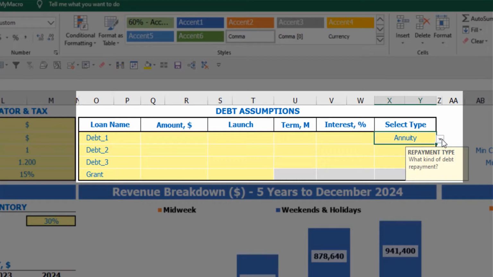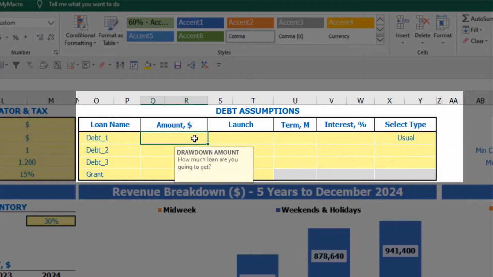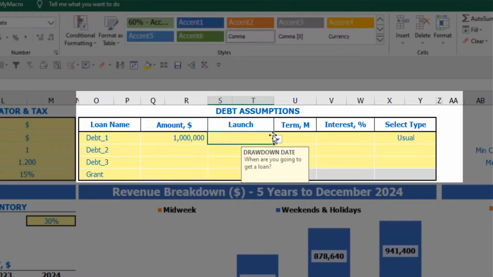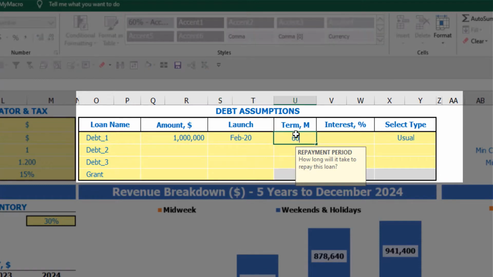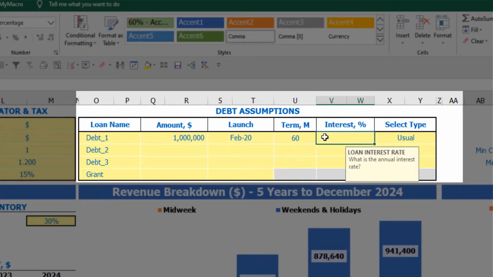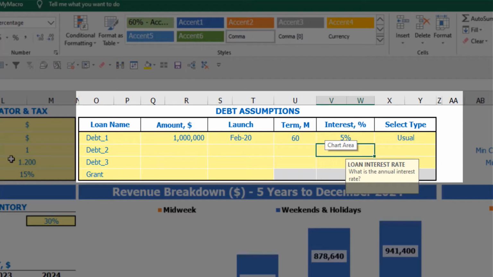In case you select usual, your main debt repayments will be equal parts, and interest will be just interest on the debt's closing balance. Let me give you an example of how it works. You may input an amount of the debt, the launch date, term of 60 months, and interest of 5%.